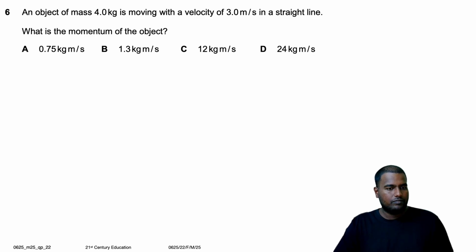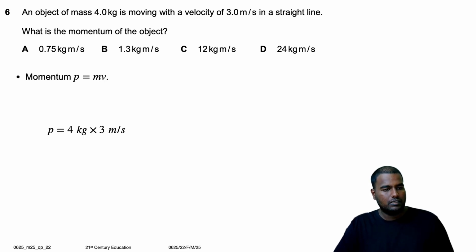An object of mass 4 kg is moving with a velocity of 3 meter per second in a straight line. What is the momentum of the object? Momentum is mass times velocity. So it's 4 times 3 meter per second. So 12 kilogram meter per second. Option C.